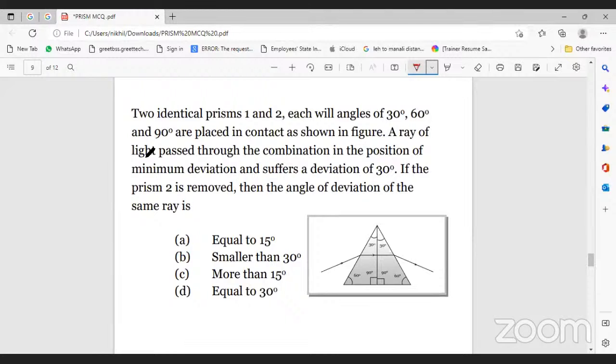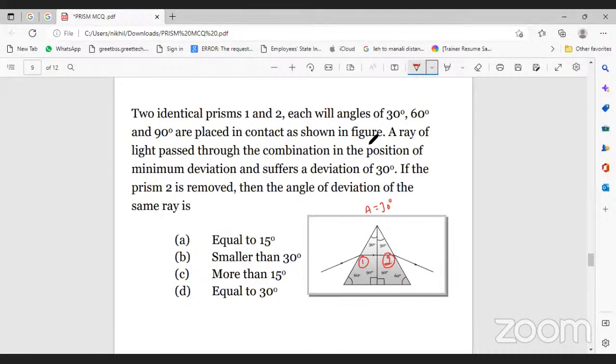How many identical prisms do we have? Two identical prisms. This is the first identical prism. This is the second identical prism. Can you tell me the angle of the first identical prism? 30 degrees. The second prism is also 30 degrees.